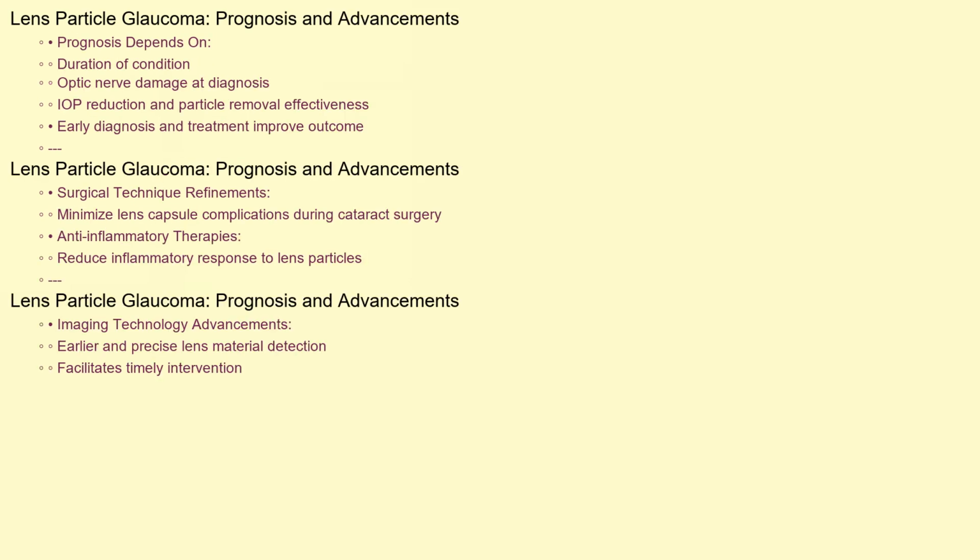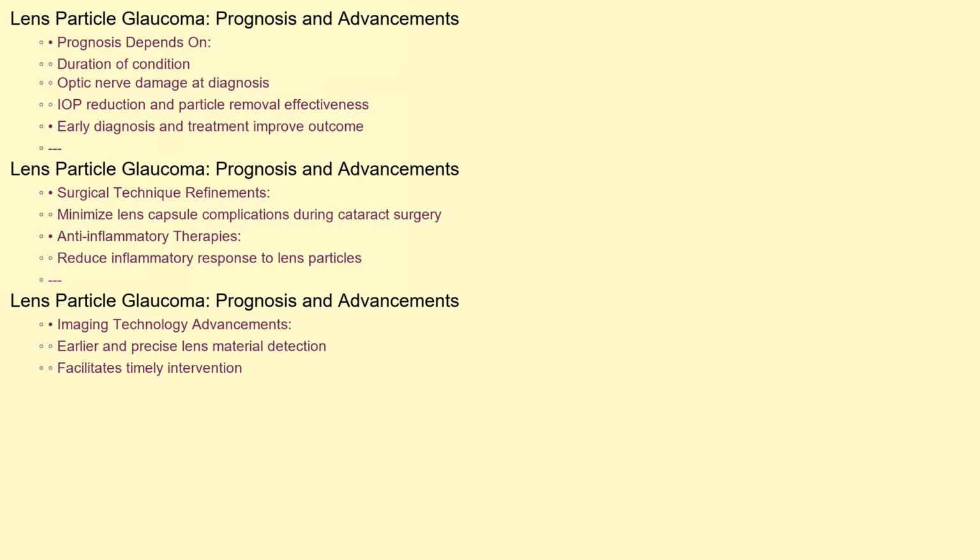The prognosis for lens particle glaucoma depends on the duration of the condition, the degree of optic nerve damage at the time of diagnosis, and the effectiveness of treatment in lowering IOP and removing lens particles. Early diagnosis and treatment can significantly improve the outcome.